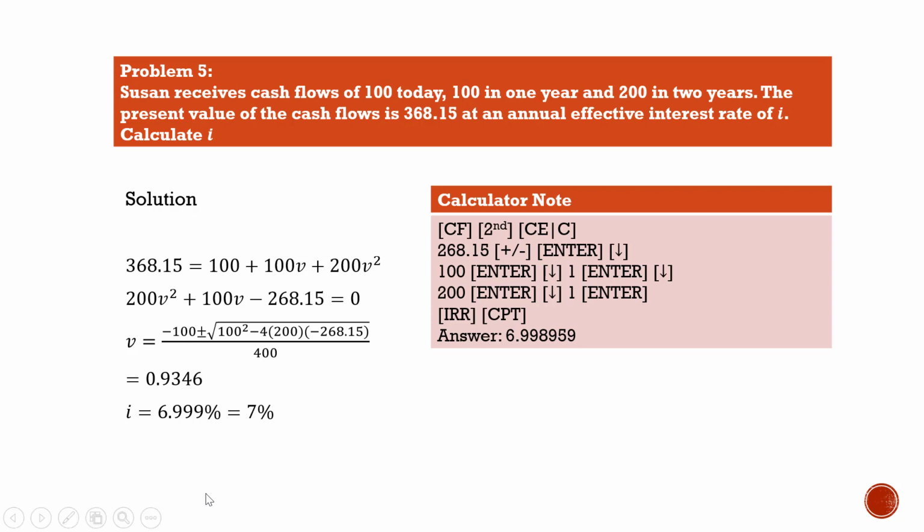So we enter 268.15, plus or minus, and hit enter and scroll down. At time 1, she receives $100, so we enter 100 and hit enter. Frequency 1, hit enter, scroll down again. At time 2, Susan receives $200, so 200 enter, scroll down, 1 for frequency, hit enter again. This question asks for IRR, so we hit IRR and compute. The IRR here is 6.998959. So you have two ways to find the answer.